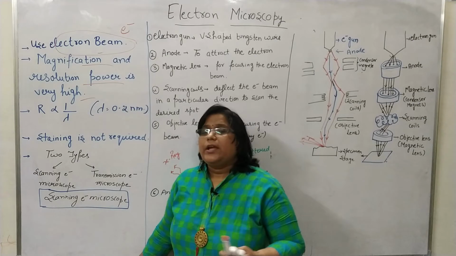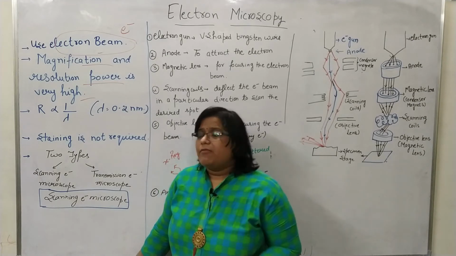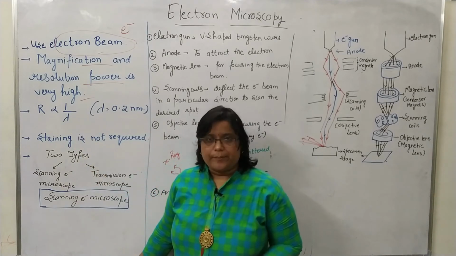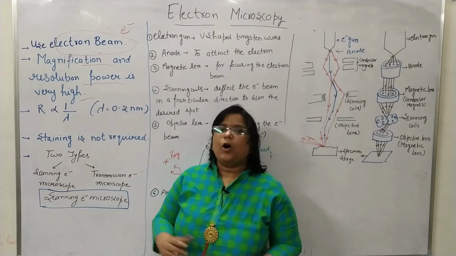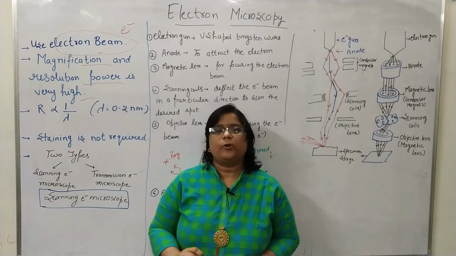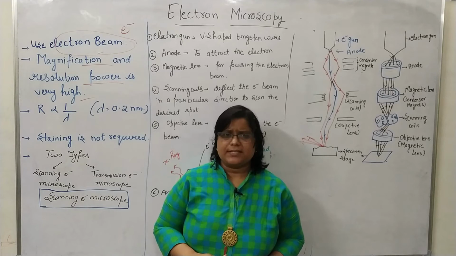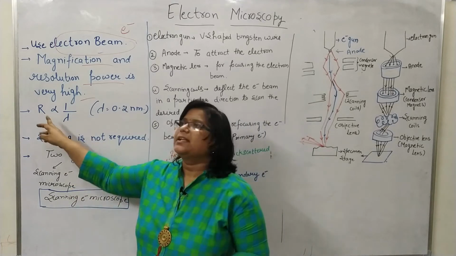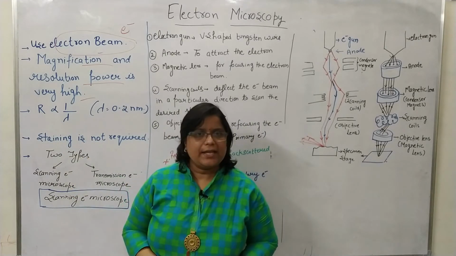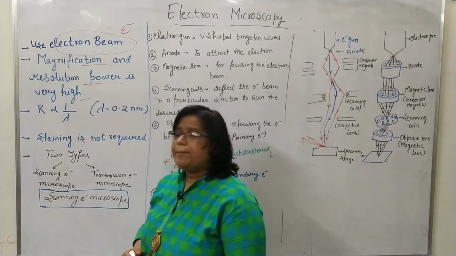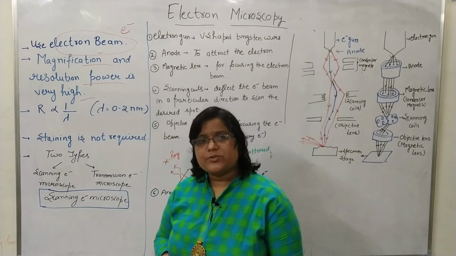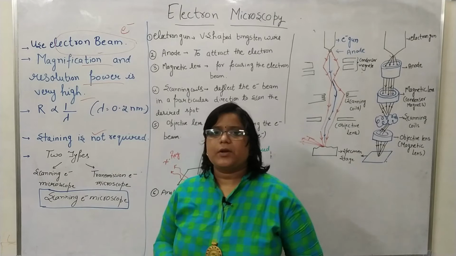Here the resolution power is inversely proportional to the wavelength, lambda. The lambda of the electron is 0.2 nanometer, which is very small. So if the lambda is less, then the resolution power is high. Now the main thing is that in the electron microscope staining is not at all required.